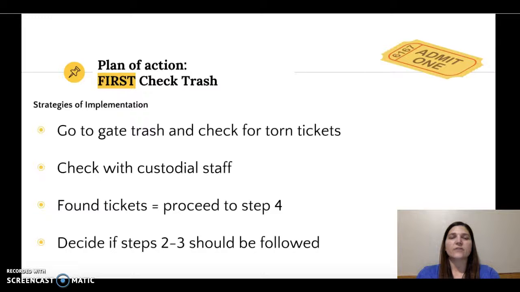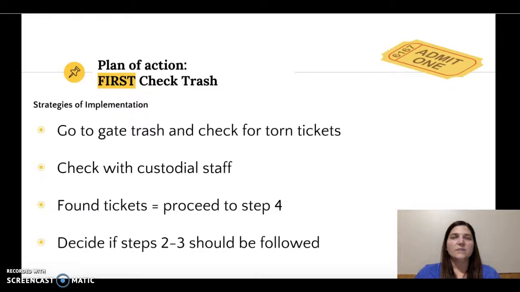If the tickets are found, then the number of torn tickets can be determined, and then the principal can decipher whether or not funds are missing. If the torn tickets are found and the funds balance, then the principal can proceed to step number 4 of my action plan. However, if the tickets are not found, then the principal needs to make a decision on whether or not to follow through with my steps 2 or 3.